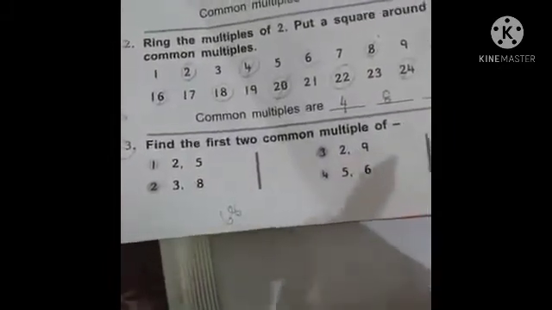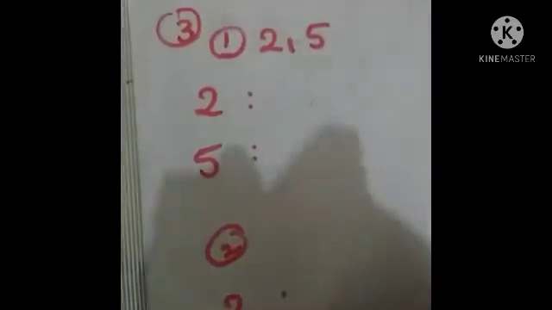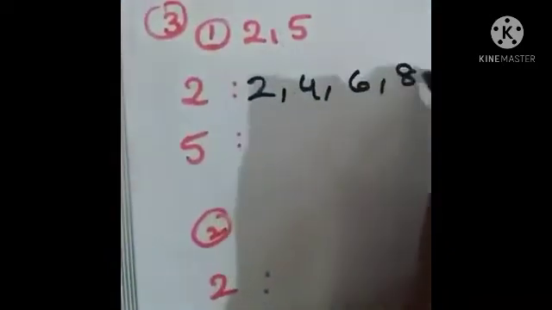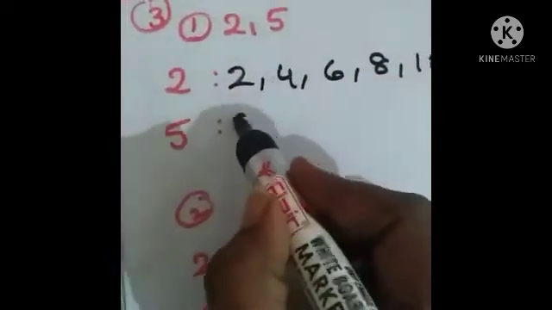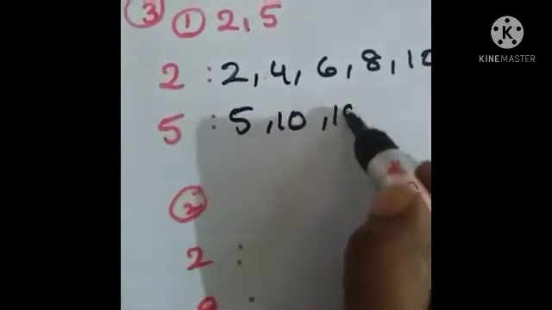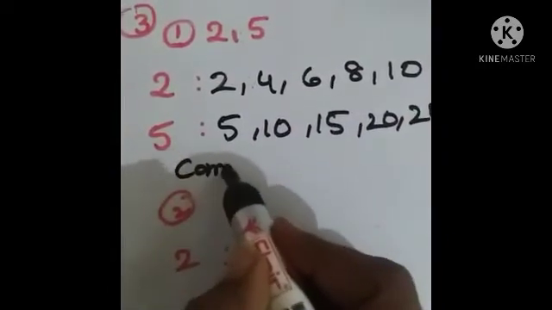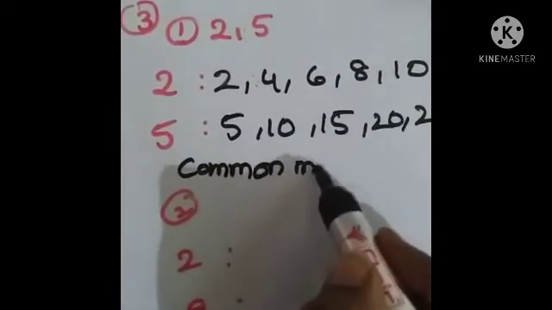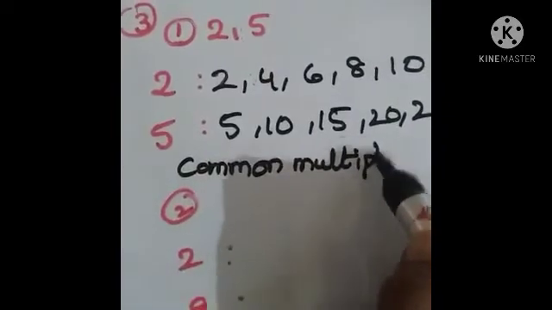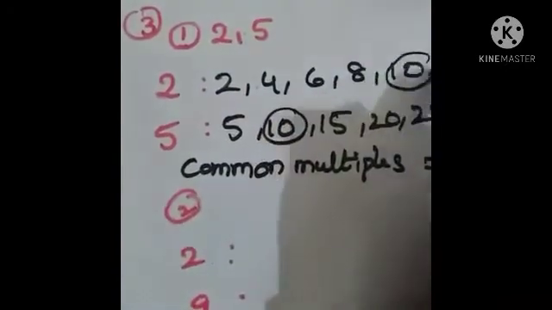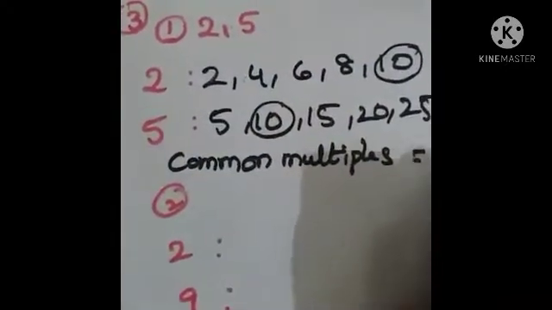Next, page number 68. Find the first 2 common multiples. Now let us discuss. In the 2 table, the first 5 multiples are 2, 4, 6, 8, 10. In the 5 table: 5, 10, 15, 20, 25. Which are the common multiples? Circle it: 10, only 10. So round it.